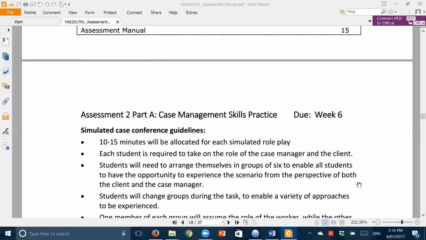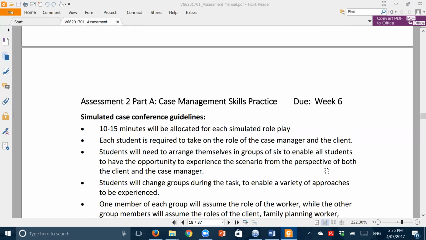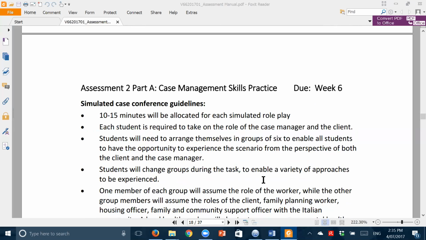The simulated conference guidelines are that you will be given 10 to 15 minutes in the simulated role play where you will participate in the capacity as a case manager and a client. Both the case manager and the client you will practice being. Students will need to arrange themselves in groups of 6 to enable all students to have the opportunity to experience the scenario from the perspective of both the client and the case manager. The students will change groups during the task to enable a variety of approaches to be experienced.